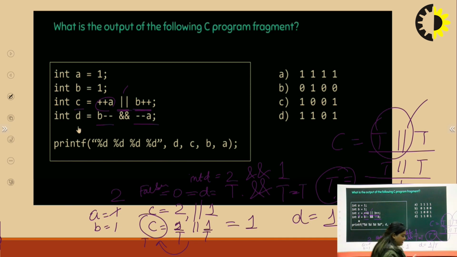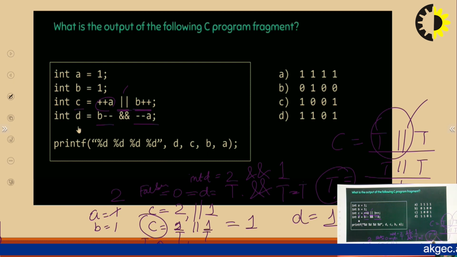You need not check further. If you find any false, that means 0, then you simply put 0. But here, as we have seen, both are positive values, that means both are true, so we'll write true. Getting it? So now, as D was found true, C was found true, and B, what was B?